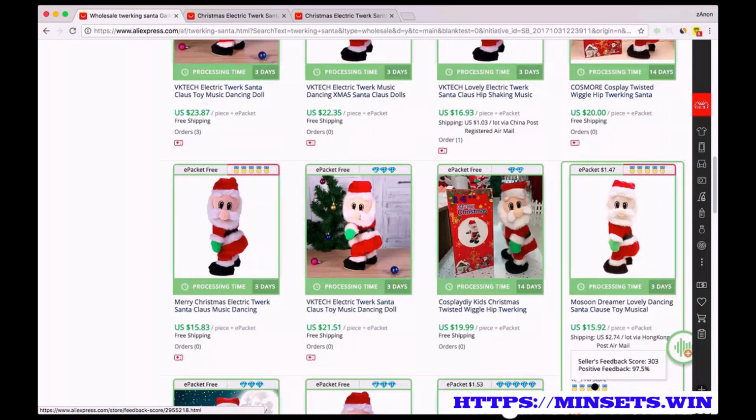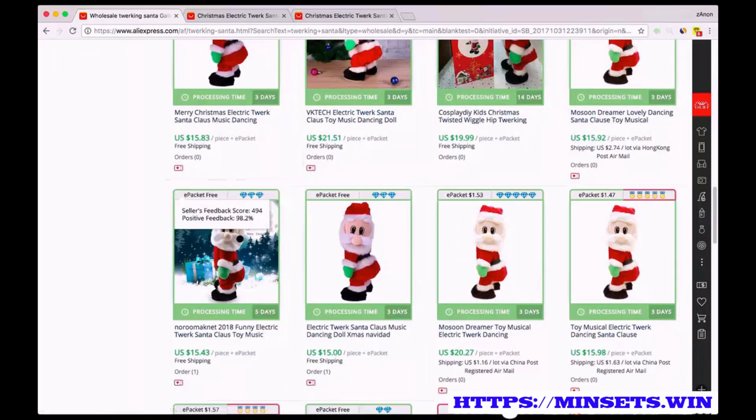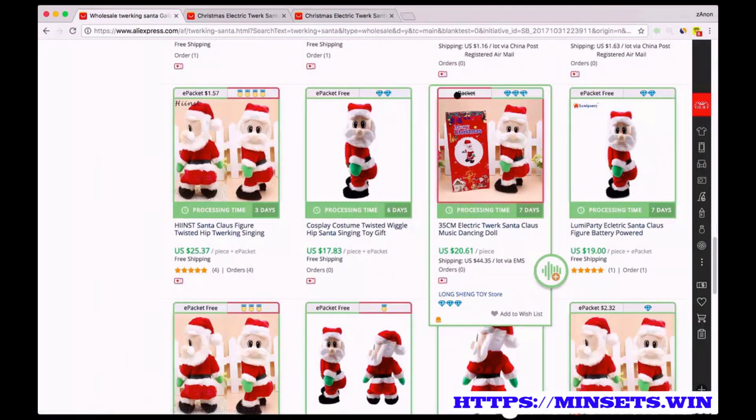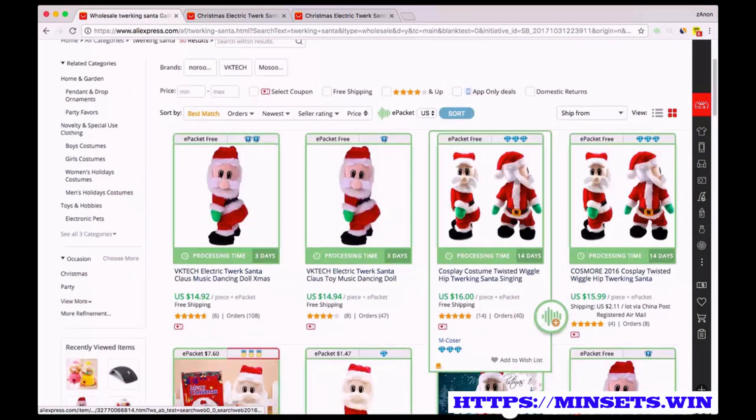If we go down here, I've only got 303, so it means this store hasn't been around for long, and I would never go with a new seller because AliExpress sellers just pop up and shut down all the time, so I want to go with someone who's been in the game a long time. But it looks like all these other people here have ePacket on there. Okay, so this one doesn't have ePacket, so it'll come up with red, so I would never ever go with a seller that doesn't have ePacket. So anyway, coming back up to here.